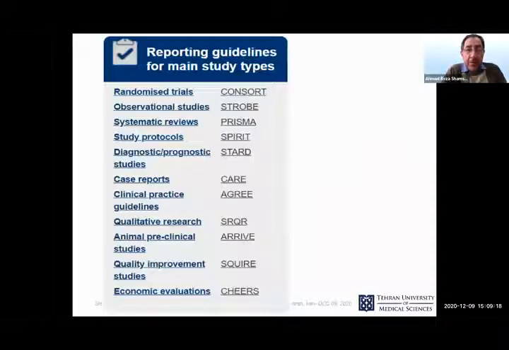So here I provide some checklists for different studies. The most famous is the CONSORT checklist for randomized controlled trials, STROBE for observational studies, PRISMA for systematic reviews, SPIRIT for making a randomized controlled trial protocol, STARD for diagnostic and prognostic studies, CARE for case reports and case series, the AGREE checklist for clinical practice guidelines, SRQR for qualitative research, ARRIVE for animal or preclinical studies, SQUIRE for quality improvement studies, and CHEERS for economic evaluations. For example, cost effectiveness analysis or cost minimization studies, and so on.